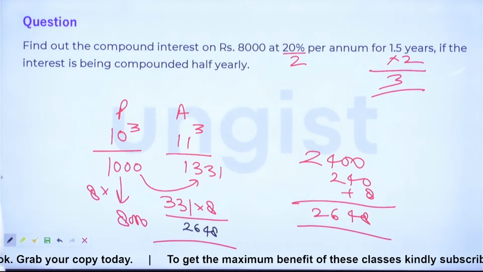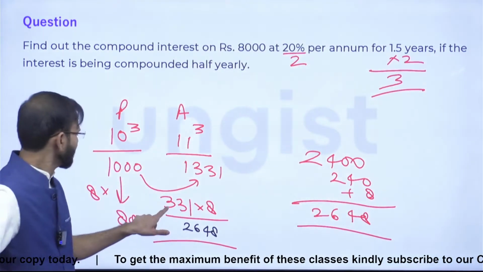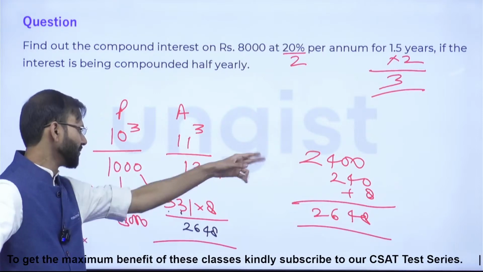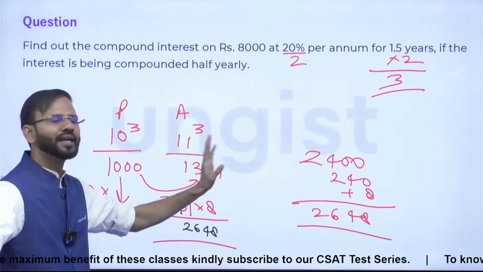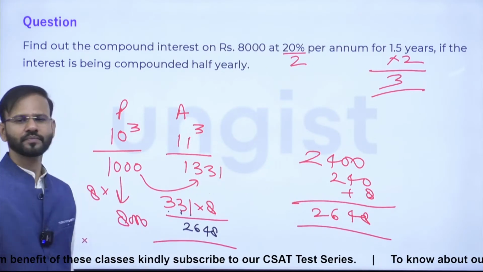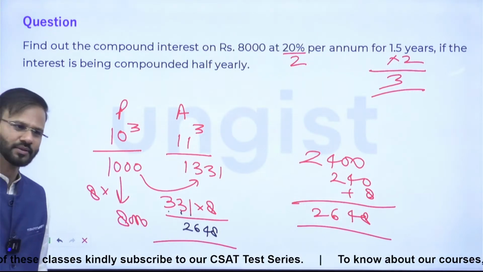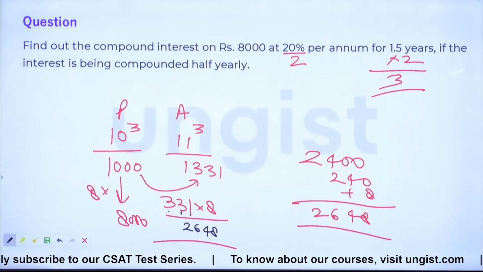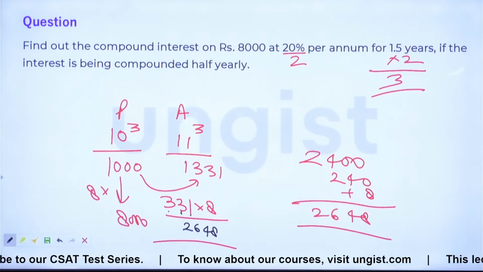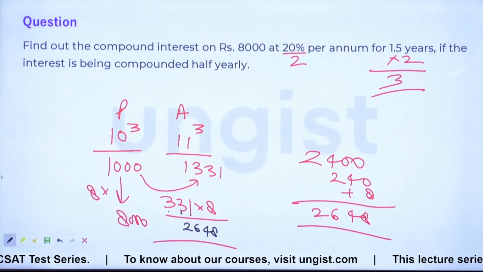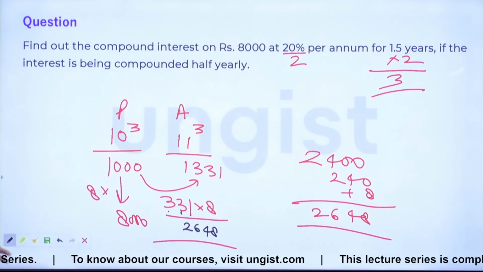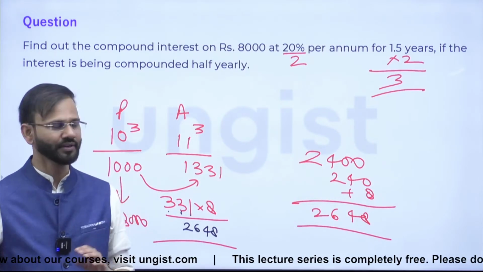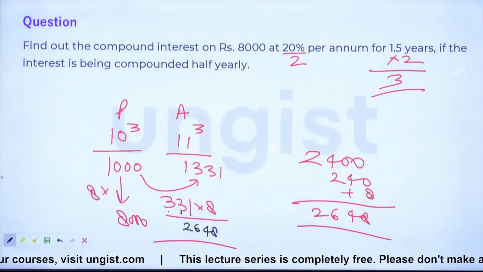See, 300 into 8 will be 2400, 30 into 8 will be 240, 1 into 8 will be 8, right? Correct? Okay. All right. So the answer is 2648. Everybody, is it clear? Achha. Now, one logical question that UPSC has asked from the same concept. Please note it down and then I'll show you the UPSC question.